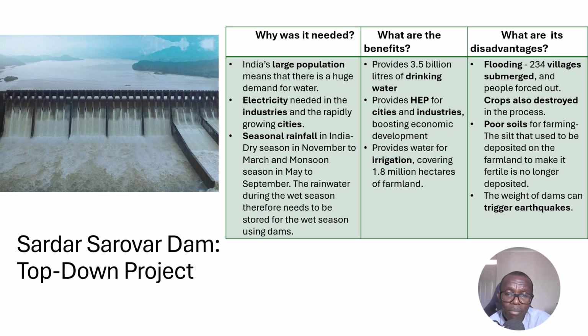So the dam provides 3.5 liters of drinking water. It also provides hydroelectric power for cities and industries, and this has boosted economic growth within the country. It also provides water for irrigation. So irrigation is the artificial watering of crops. And this dam has been able to cover 1.8 million hectares of farmland in terms of irrigation.